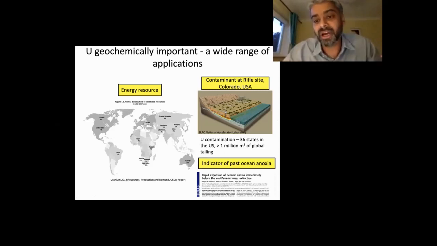And isotopes are particularly useful and are being used to track contamination, and a new field is emerging now: the use of uranium isotopes and uranium concentrations to understand the health of past oceans, particularly to track ocean anoxia and calculate the extent of it. I'm not going to go into details of this, but uranium isotope systems are very useful in tracking that.